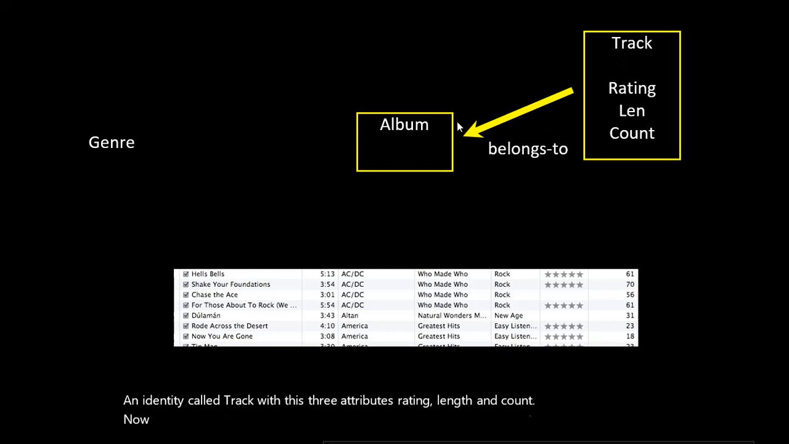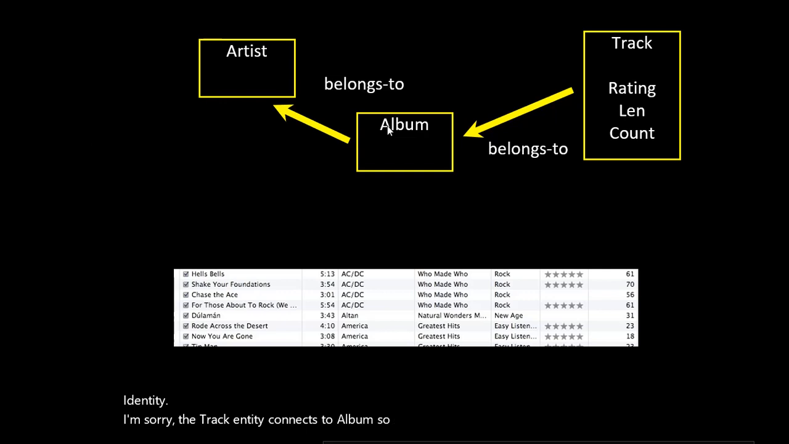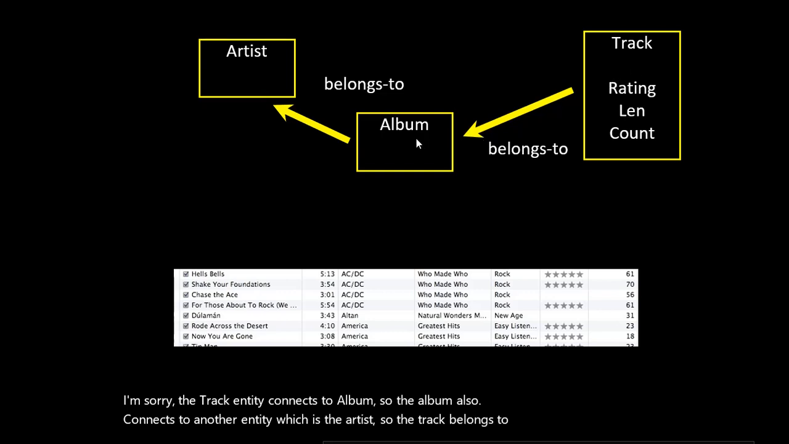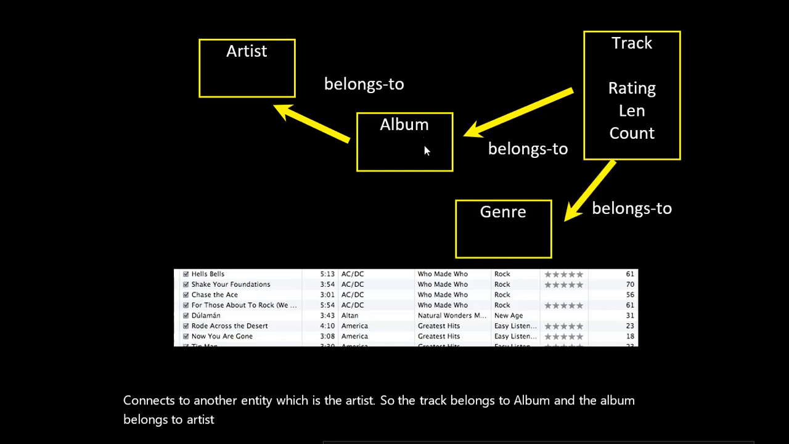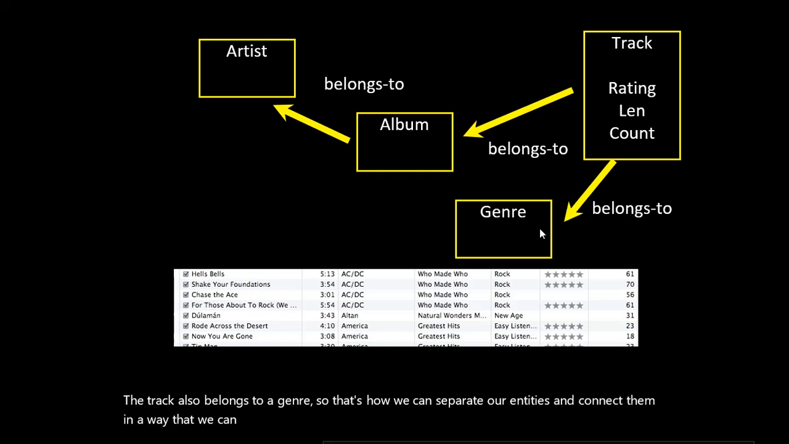Now the track entity, I'm sorry, the track entity connects to album. The album also connects to another entity, which is the artist. So the track belongs to an album and the album belongs to an artist. The track also belongs to a genre. So that's how we can separate our entities and connect them in a way that we can retrieve data later on or update data later on.